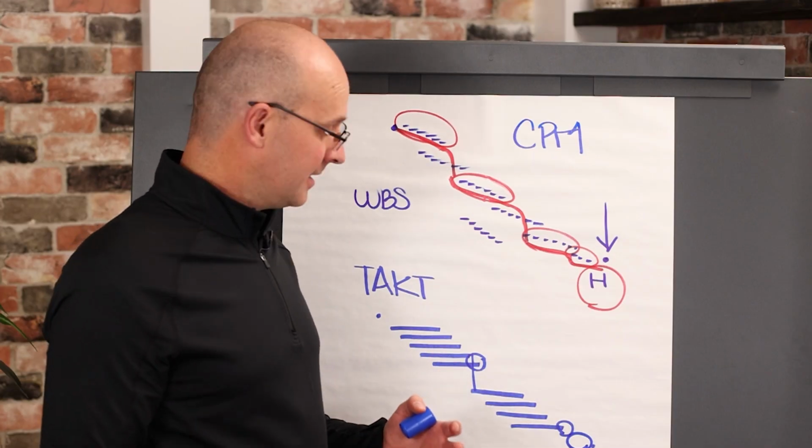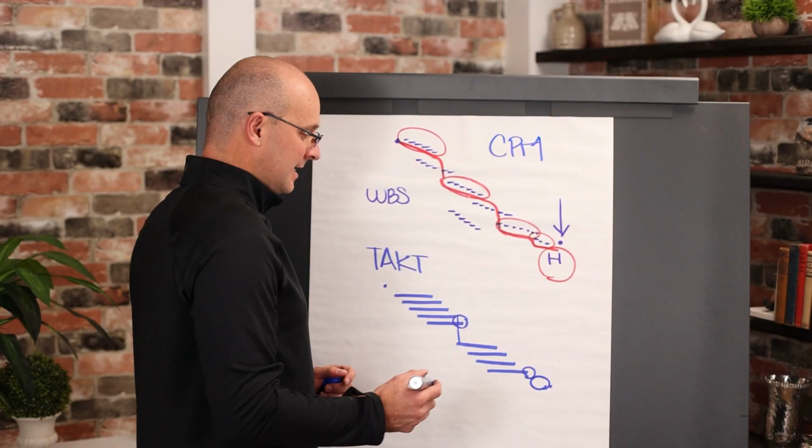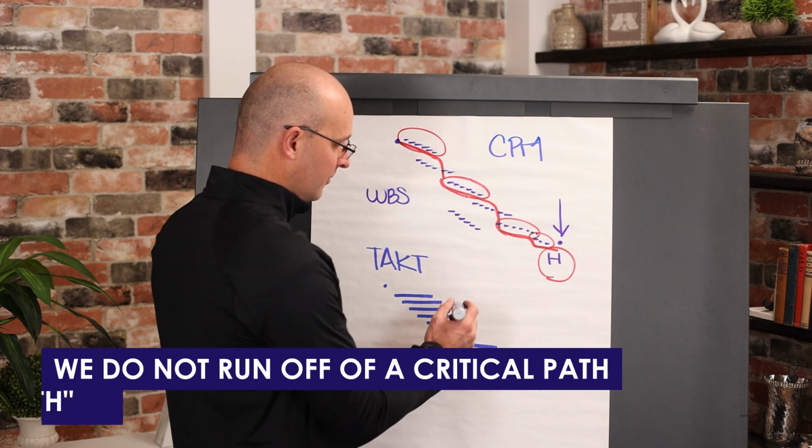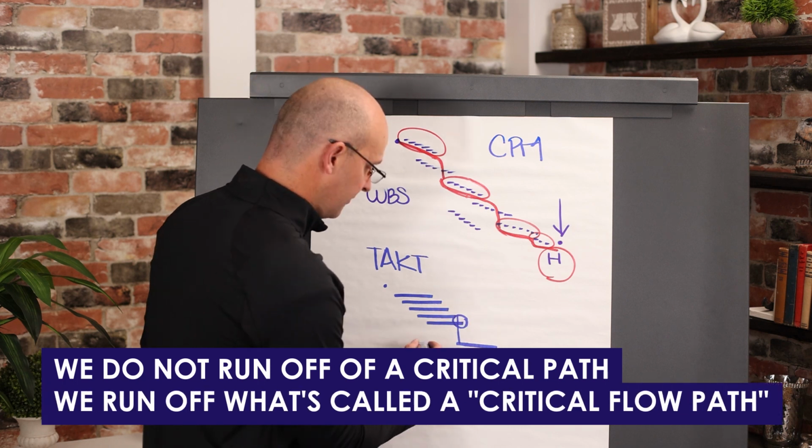I'm going to say something that I think you'll find really interesting. In a takted system, we do not run off of a critical path. We run off of what's called a critical flow path.